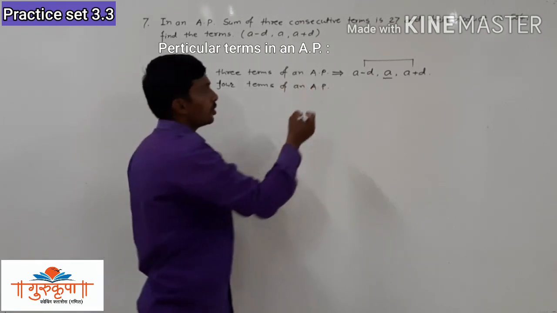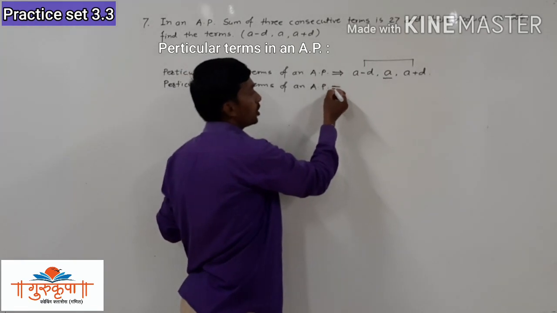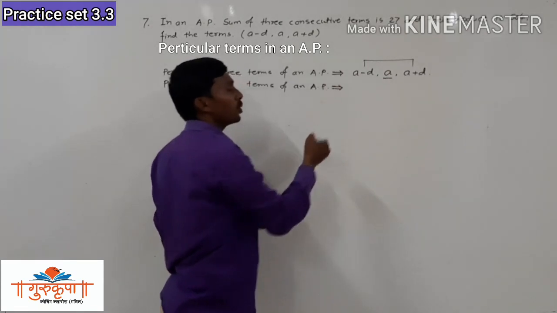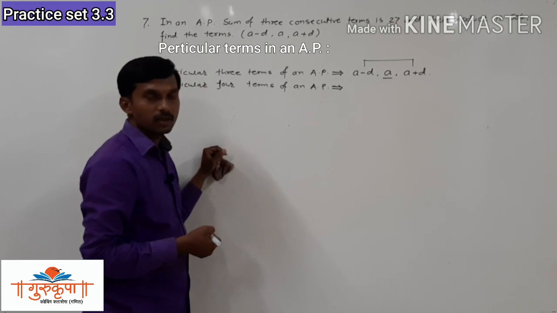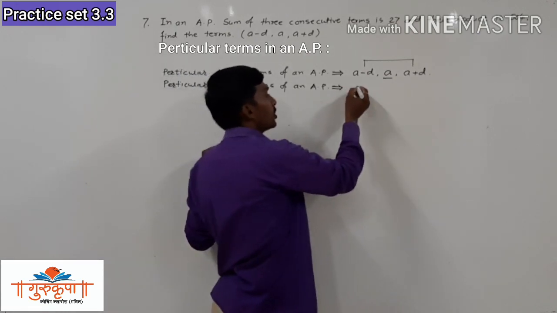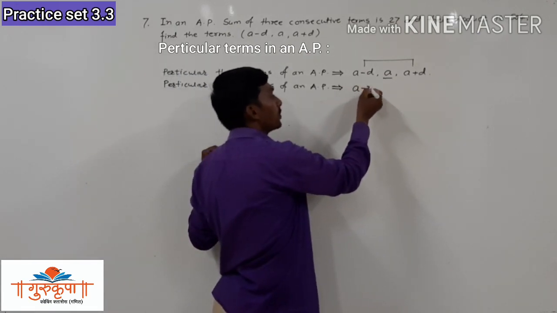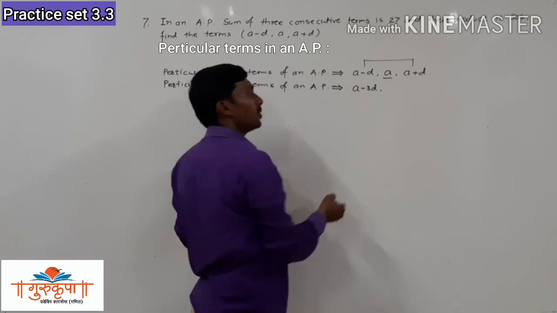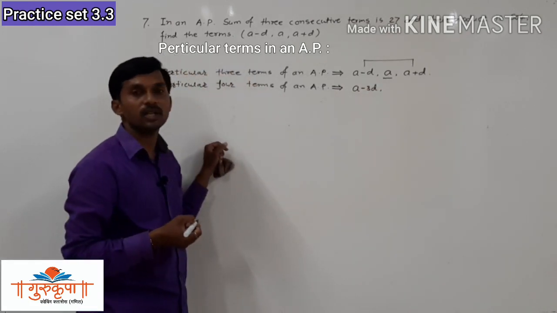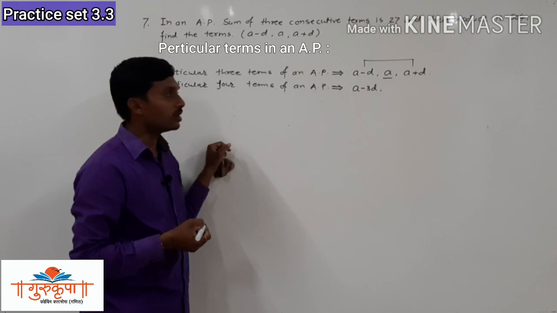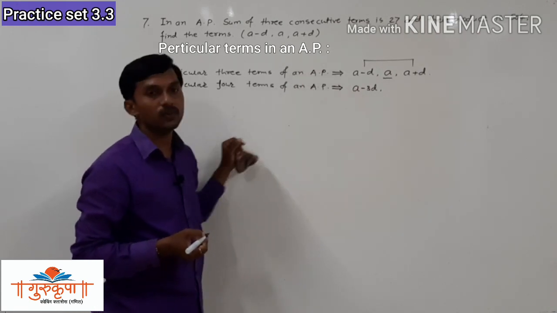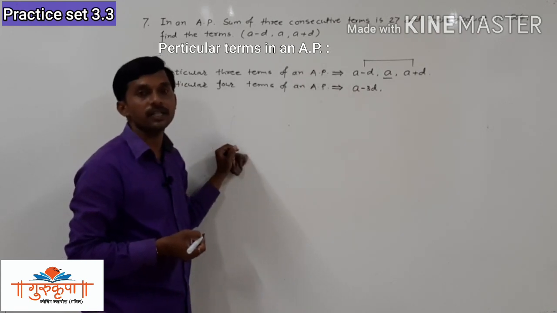Particular 4 terms of an AP. Which 4 terms we have to use there is very important. Here we have to remember the first term as a minus 3d. If the example is given about the 4 terms, then we have to use the first term as a minus 3d.